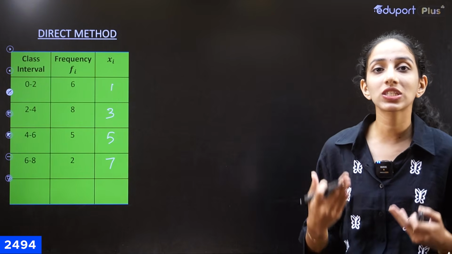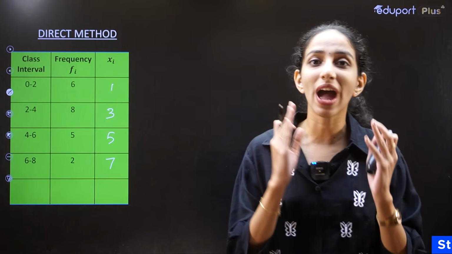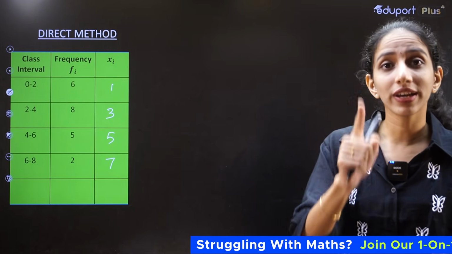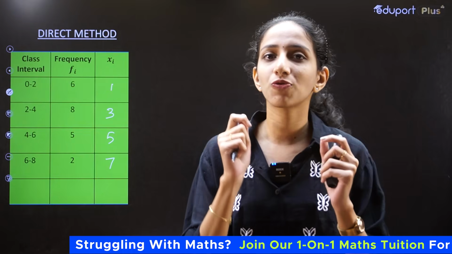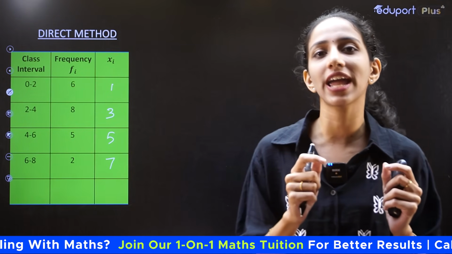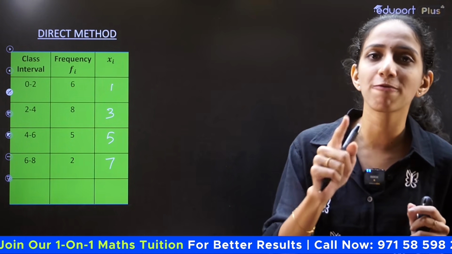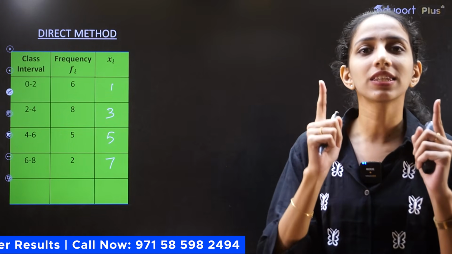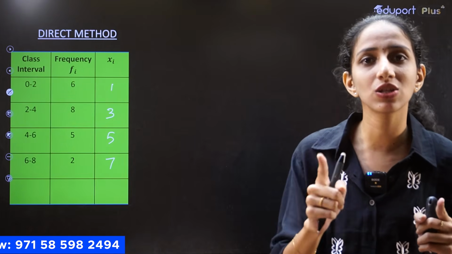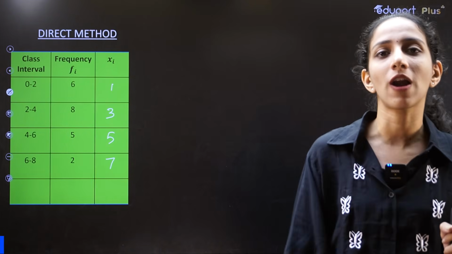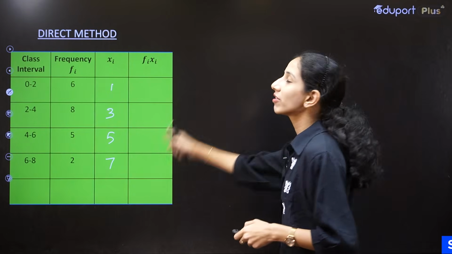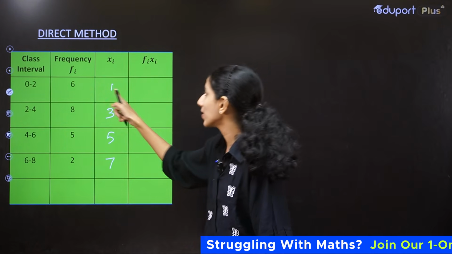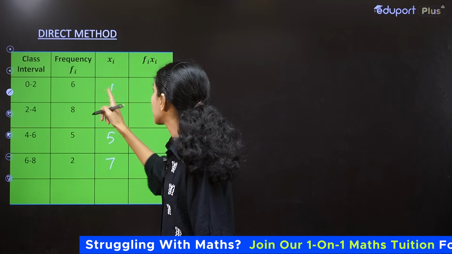Then what will be the next column we want to add to this table? Yes, fi into xi. So how will you get that? You already know the formula to find the mean of grouped data using the direct method. That is sigma fi into xi, and we have xi, we have fi. So the next thing we want to find is fi xi. So add the next column, fi xi, to our table. Then we want to multiply fi with xi.